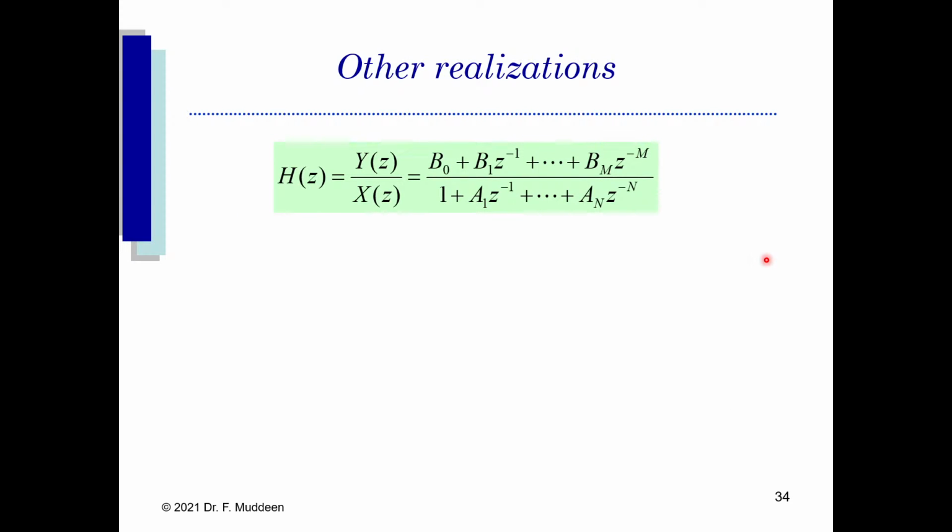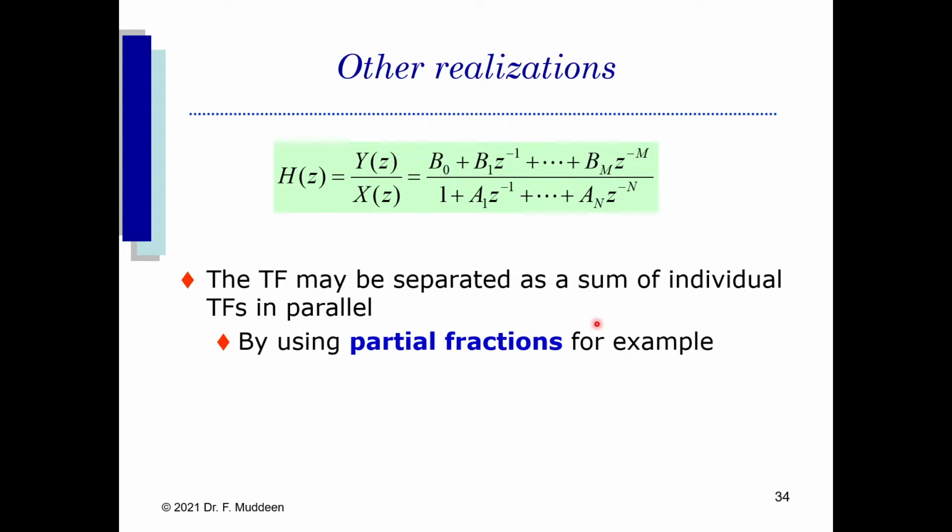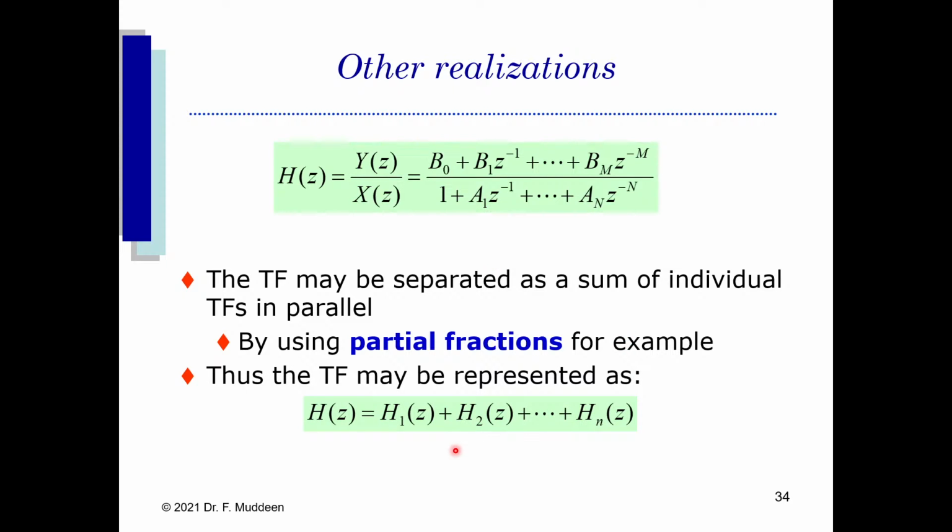The next form, and the last form that we need to learn about, is what we refer to as the parallel realization, the parallel form. The parallel form is when you take your transfer function and express it as partial fractions, or an addition of subsystems. So instead of being multiplied together, we have a series of subsystems being added together for a parallel form.